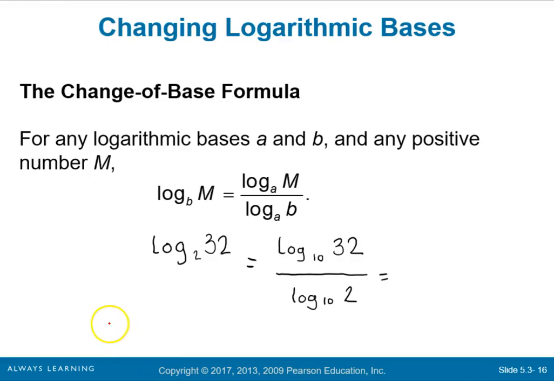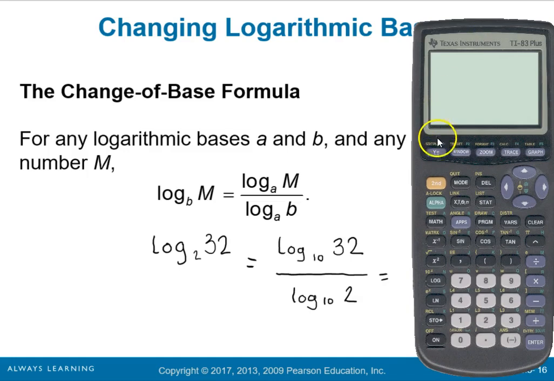Alright, this is 5.3, logarithms and their graphs, and this is part 4. We're going to talk about changing logarithmic bases. If you take a look on your calculator, you're going to see that there's really only two possible options. One is our log base 10, right next to the 7, and the other is my log base e, my ln, my natural log, right next to the 4. Those are the two that we have.